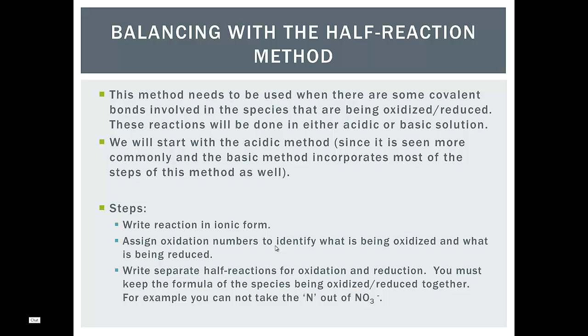Balancing with the half reaction method. This method needs to be used when there are covalent bonds involved in the species that are being oxidized and reduced. In the previous example we had ionic compounds, and those, as you know, will actually split apart. So you can pull the metals out separately and look at their loss or gain as individual species. But when things are covalently bonded, you can't really pull them apart from each other because they're physically bonded together. So you need a different method.